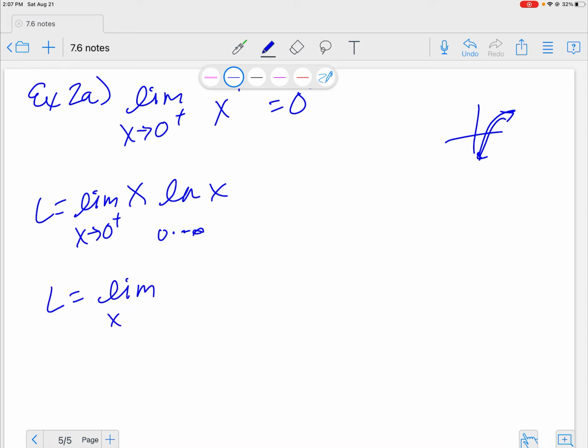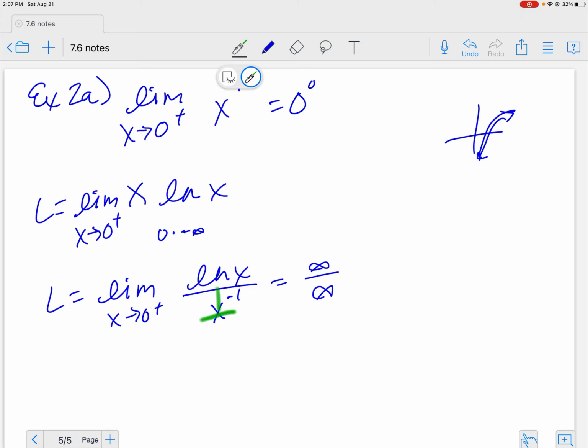So L is equal to the limit as x approaches 0 from the right of the natural log of x over x to the negative 1. Right? And then that's where I get my infinities. 1 over 0, because that's what's happening down here. 1 over 0 is going to get me that infinity part. Okay. 0 in the denominator, number on the top goes to infinity. Just making sure we still remember that.